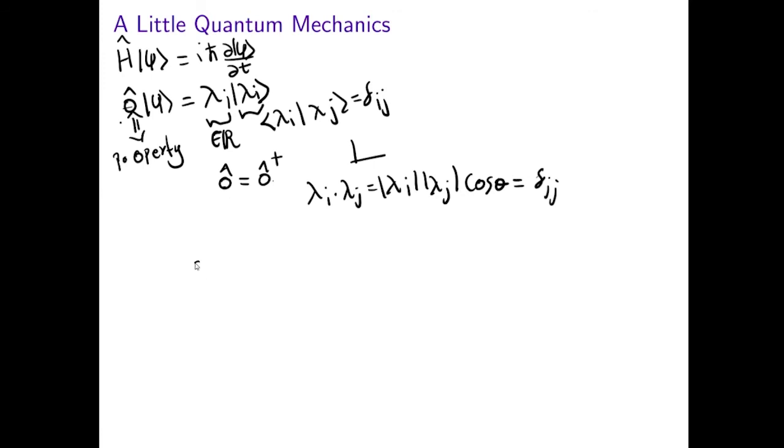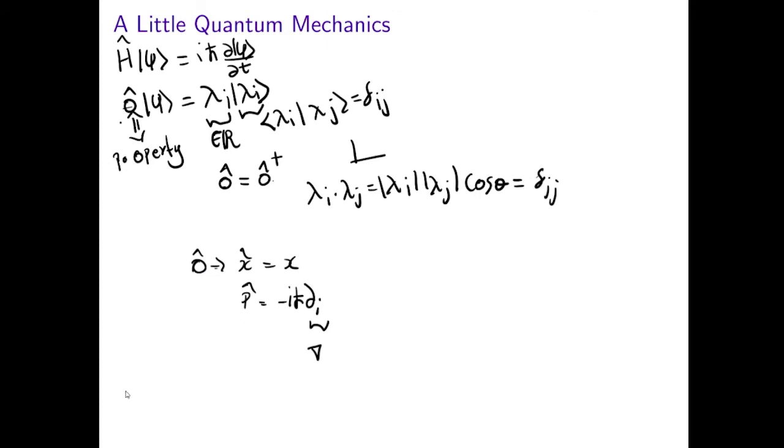Just as a side note, in the position representation of things, the operator that corresponds to position is just x, and momentum is just minus i h bar times the gradient. Obviously, I'm not going to include the time component because we're dealing with things non-relativistically here, so this is just the 3-gradient, not the 4-gradient.